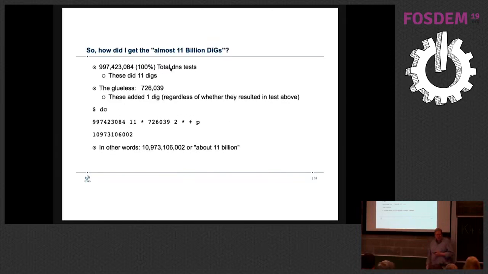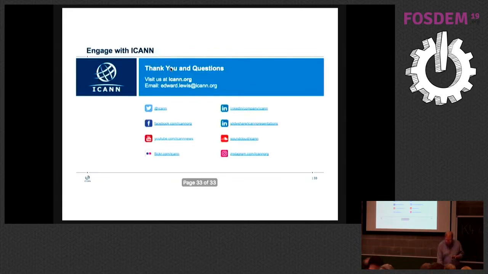And then to wrap up, how did I get to 11 billion digs? I had 997,000 total DNS tests. Each one of those represented 11 digs. There were 11 things in the test, I think it was 11. And the glue list had 726,000 more digs to get their authoritative address. You add that up, and I use dc because that's all I've ever learned how to use for a calculator, and I get to about 11 billion digs out of all of this. So it only appeared in dc. There were not 11 billion pieces of traffic out on the internet because of this. So that's what I have.